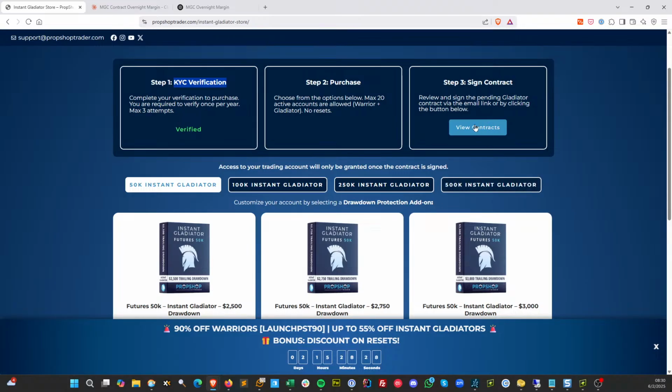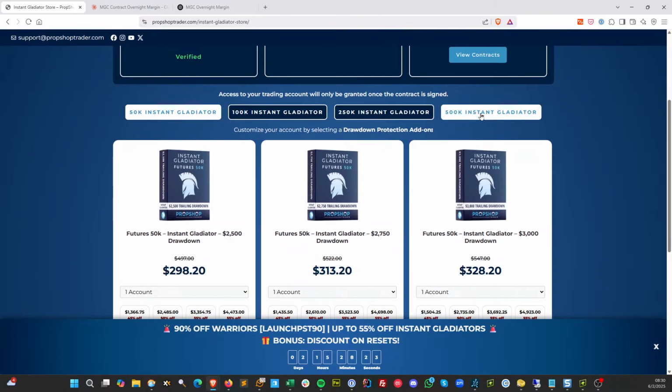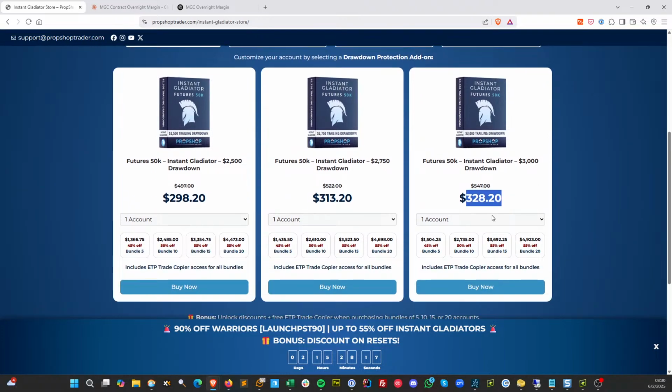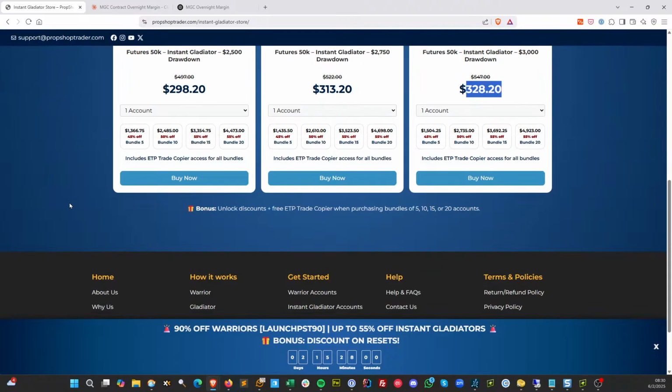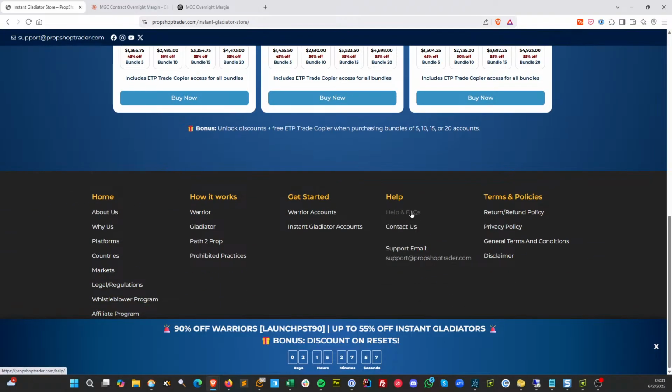I think I filled all this stuff out, so I just have to review it. Let's say I actually signed up for the 50K Instant, so I paid $328. So I've got a 50K, the $3,000 drawdown, and there's no profit target, obviously, because this is a paid account. And I think the deal is you have to trade 3 trading days. I'm pretty new. I just signed up with these guys yesterday.